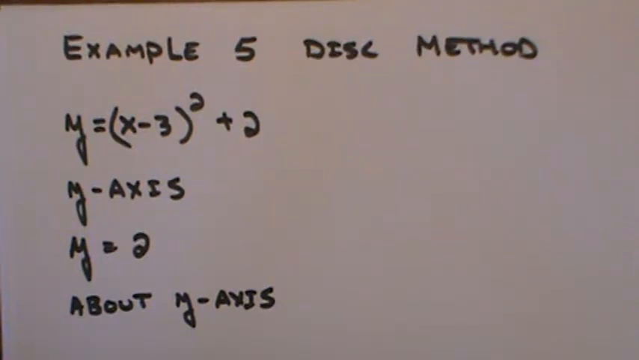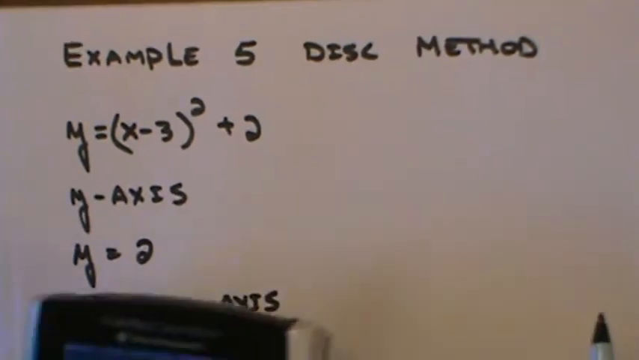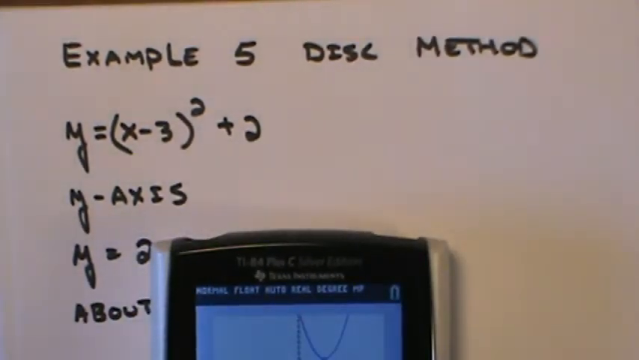Here's our fifth example on the disk method in our solids of revolution series. Our equation is y equals (x minus 3) quantity squared plus 2. We have a boundary of the y-axis, a boundary of y equals 2, and we want to revolve about the y-axis. So I put the original function in my calculator.